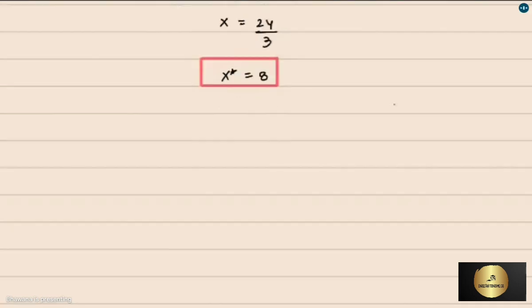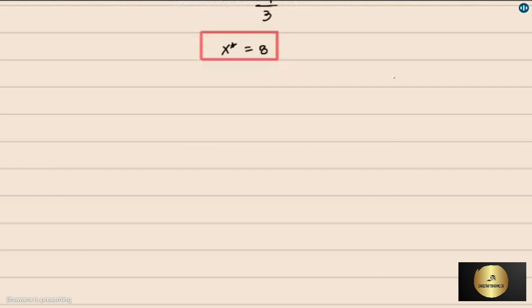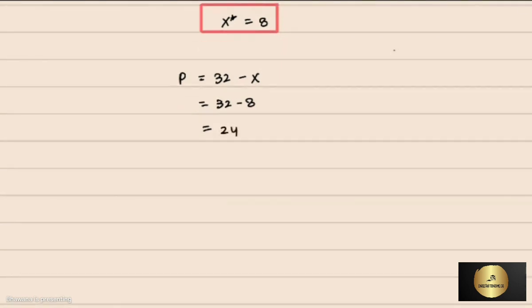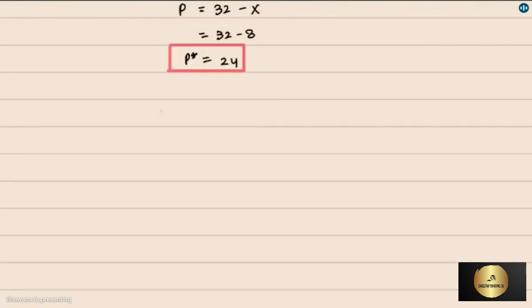Now at this output, what will be the price? P is equal to 32 minus x, then it is 32 minus 8, which is 24. P star is the given price faced by a perfectly competitive firm, or the equilibrium price. As we know, at equilibrium price is equal to marginal cost, so at x star level of output, price is equal to marginal cost, which is equal to 24. So your marginal cost is equal to 24 as well.